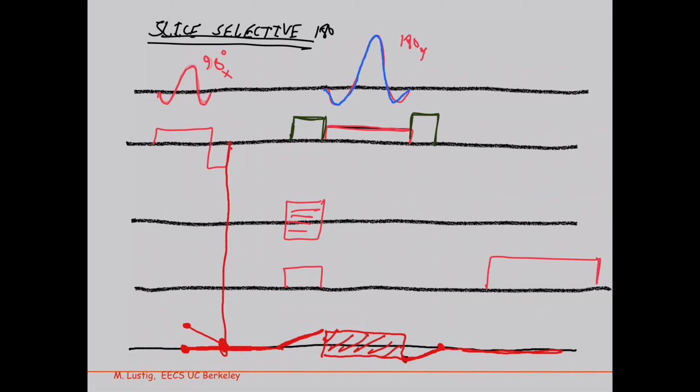Okay, so what happens now to the blue? Well, the blue doesn't exist here. Where is it generated?